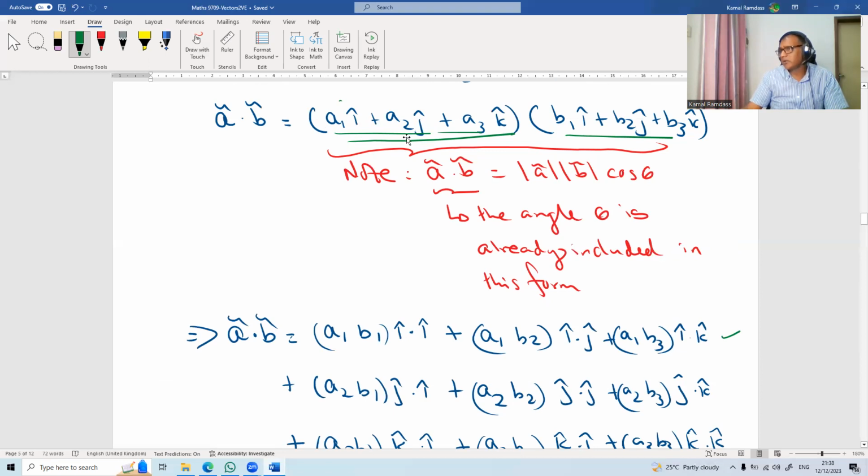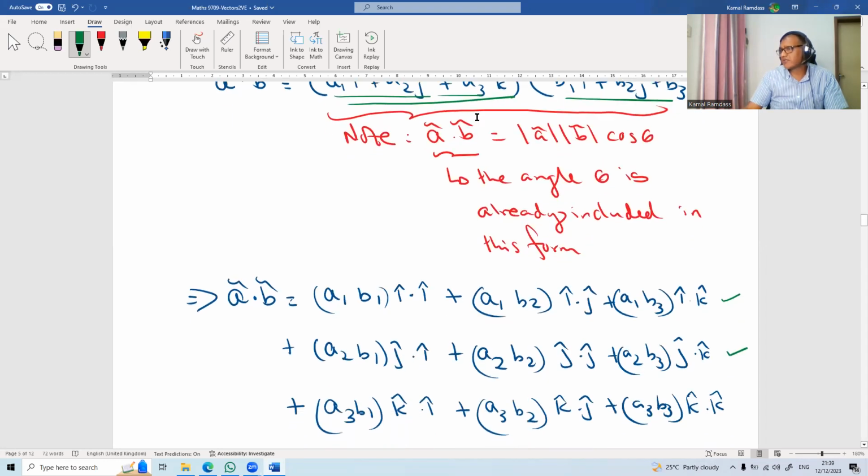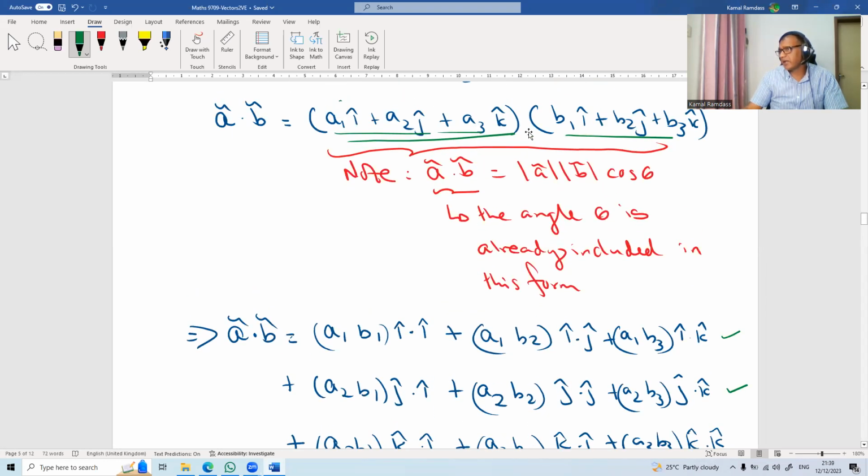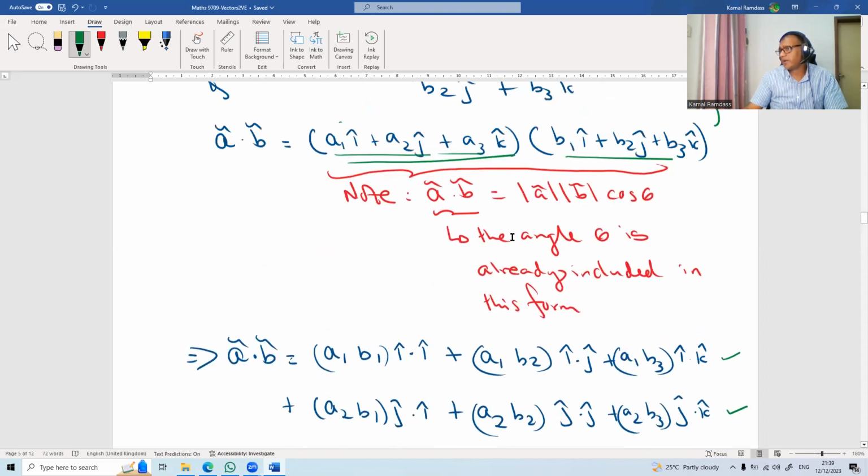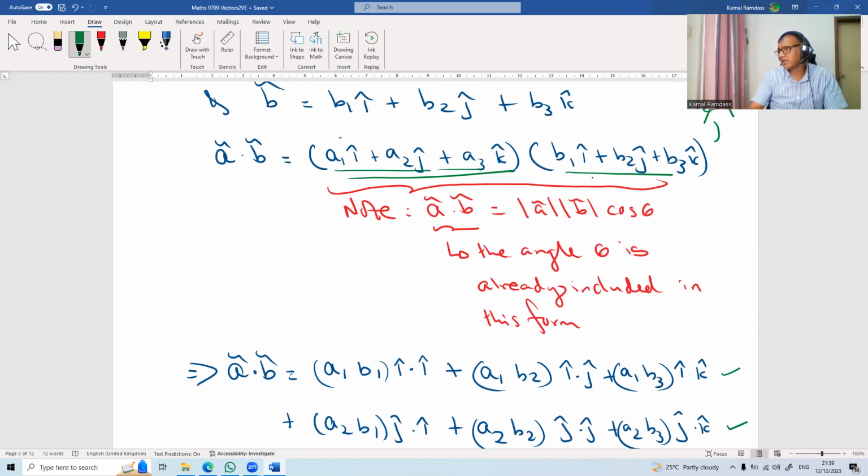Et là, A2, B1, J roof, I roof, plus A2, B2, J roof, J roof, plus A2, B3, J roof, K roof. Moi, je finis ça. OK? Là, mon gars, A3 et B1, A3, B1, K roof, I roof, plus A3, A3, B2, K roof, J roof, plus A3, B3, K roof, K roof.